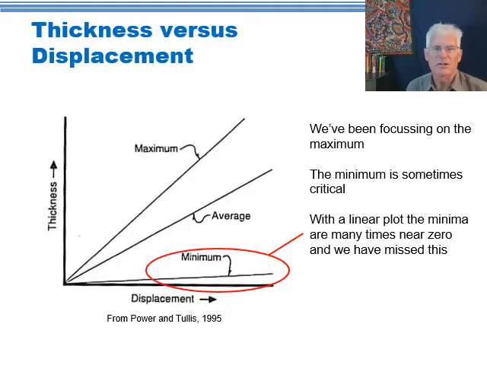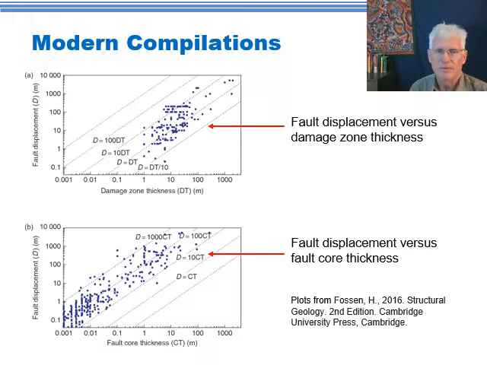If you consider instead a linear relationship, which is something that we focused on back in 1995, there's probably a maximum value and a minimum value, and in many cases the minimum value may be near zero. And I think this is something that is potentially critical when you're talking about fluid flow across faults, and also something that we've missed when we consider the scaling of fault zones and the scaling of core zones along faults.